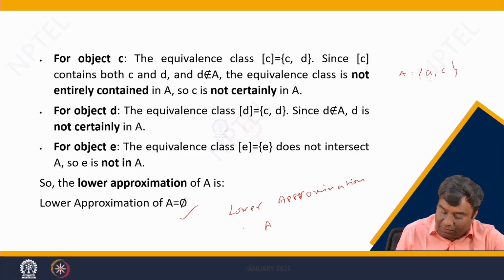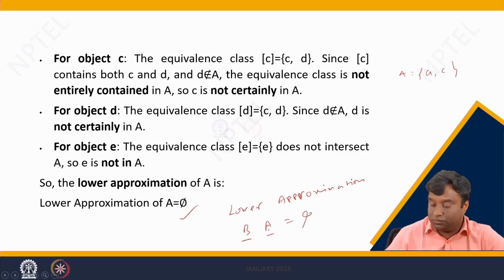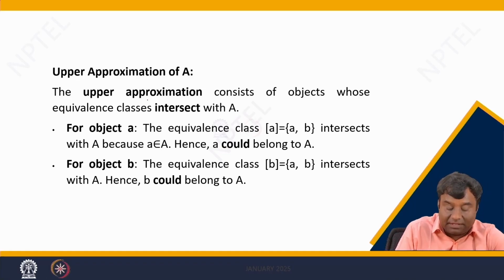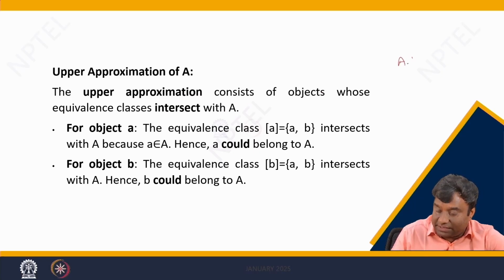So here the color B, you can write B bar A, that is the null set. The target set is A here. Similarly, try to understand the upper approximations of A. The upper approximation consists of objects whose equivalence class intersects with A. Now here the target set A is A and C.